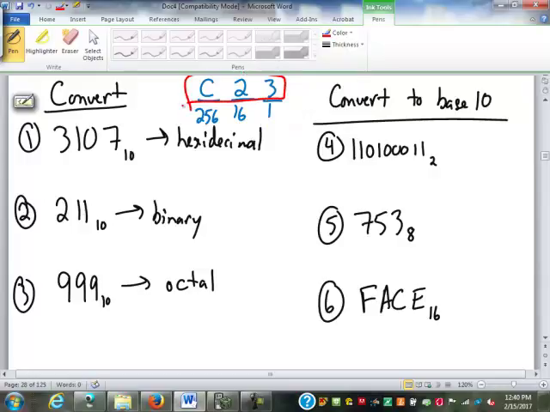How many of you got C23 for that? I did it for octal. Oh, gotcha. You switched them around?